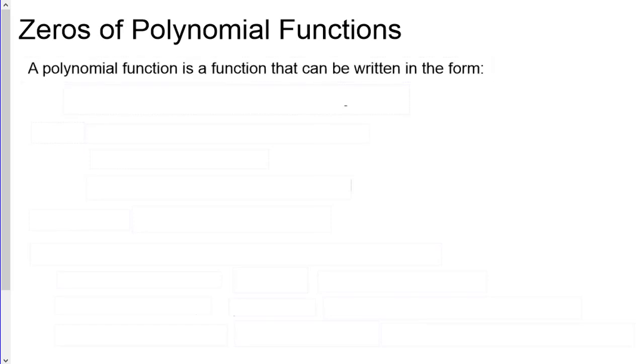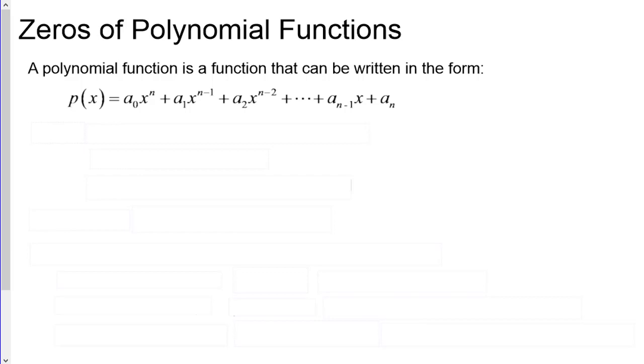Okay, in this lesson we're going to talk about zeros of polynomial functions. So let's start off by defining one. A polynomial function is a function that can be written in the form p of x equals a sub 0 x to the n plus a sub 1 x to the n minus 1 plus a sub 2 x to the n minus 2 plus any number of terms in between plus a sub n minus 1 times x plus a sub n.